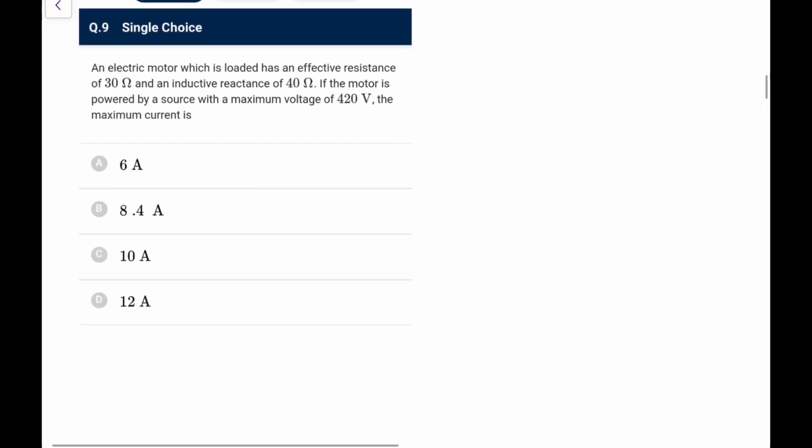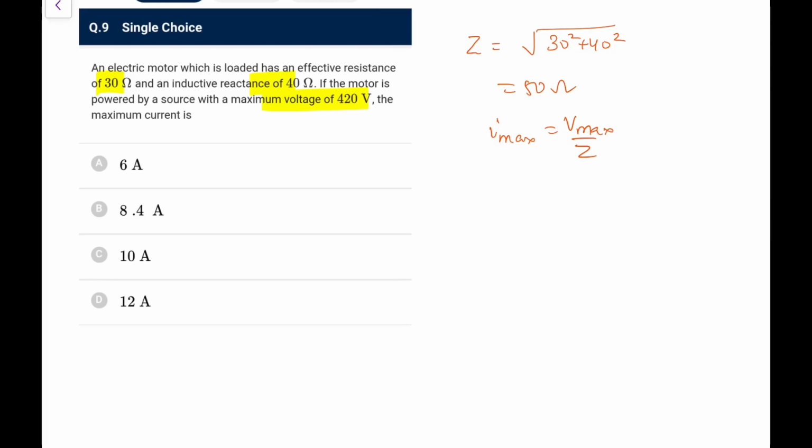Next. A motor which is loaded has an effective resistance of 30 ohm and inductive reactance of 40. If the motor is powered by a Vmax of 420 volts, the maximum current is. So we will have Z also. Z would be root of R square plus XL square, that is root of 30 square plus 40 square, that is 50 ohms. So directly you can say Imax is Vmax by Z, so that's not a tough one. Vmax is 420 and this is 50, so 42 by 5, that comes out as 8.4 amperes. So that's an easy one from AC.